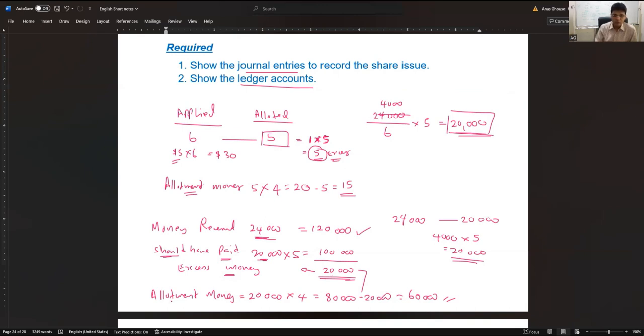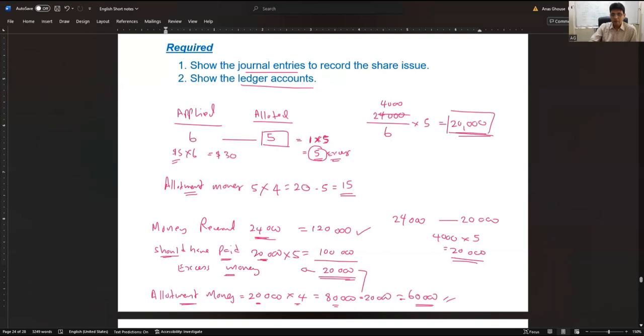So therefore, at the time of the allotment money, 20,000 times 4, which is 80,000, is to be received. But since we have received excess money of 20,000, that has to be deducted, and the remaining balance to be received from the applicants will be 60,000. Okay. Now let's move on to the double entries.